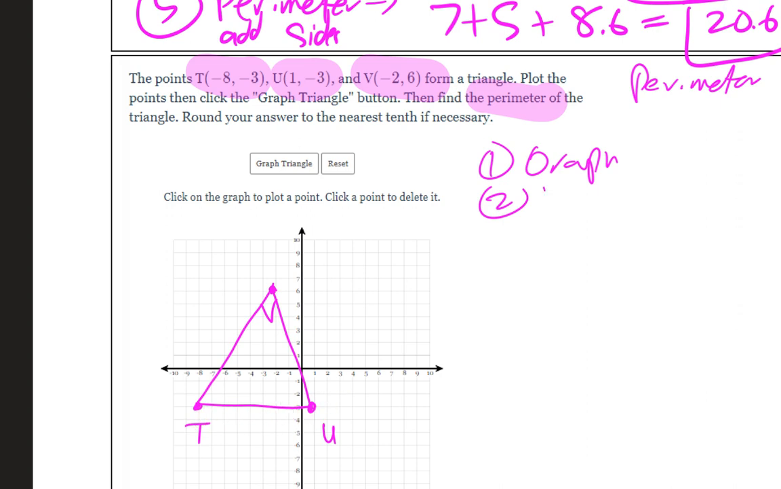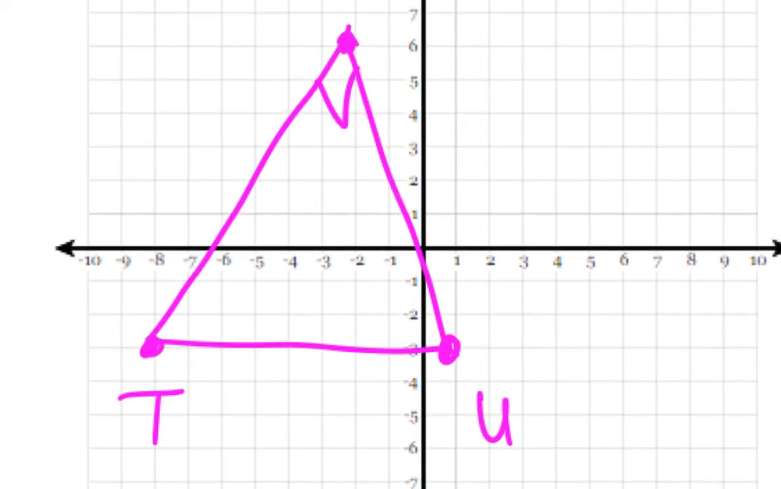Now, if we notice, this one's the only one that's horizontal, so that one we can calculate right off. So our first side, TU, is equal to, let's just count those squares: 1, 2, 3, 4, 5, 6, 7, 8, 9. Or we would say 0, 1, 2, 3, 4, 5, 6, 7, 8, 9. So that length is 9.